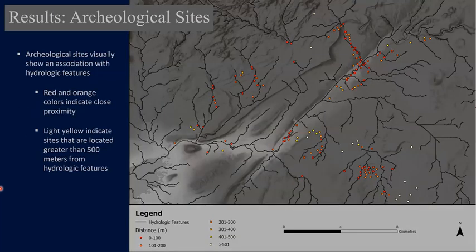So now that you have a framework of how some of the analysis was done, here are the results. Overall, archaeological sites showed a visual association with hydrologic features, with red and orange colors indicating proximity to hydrologic features as shown in this map. The hydrologic features are represented in black. The light yellow indicates sites that are located greater than 500 meters from hydrologic features within the study area. This is the smallest portion of the data set.